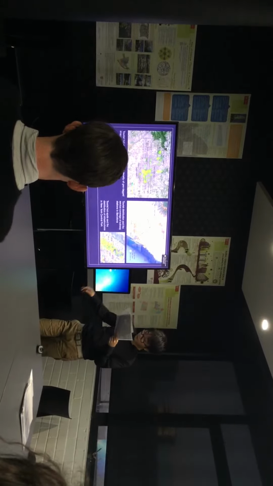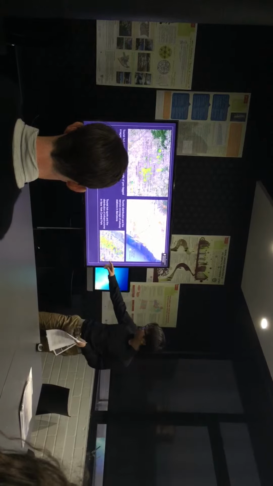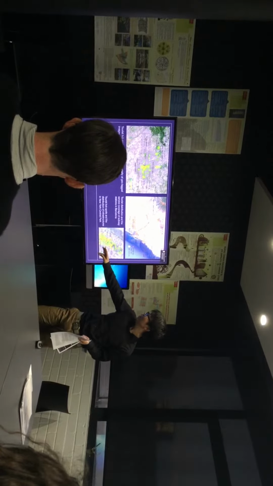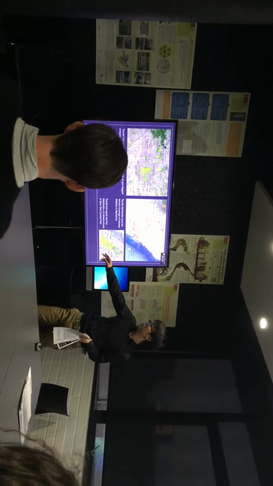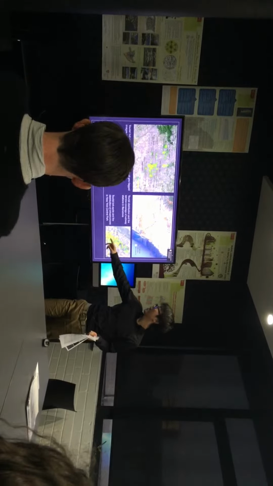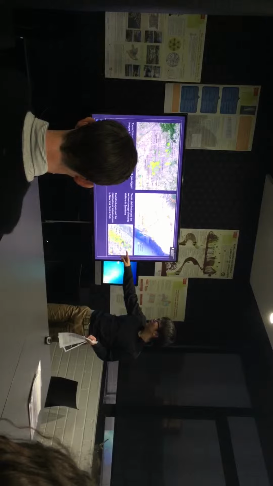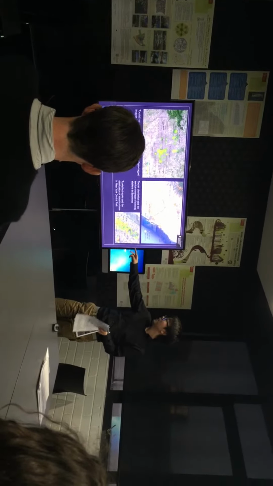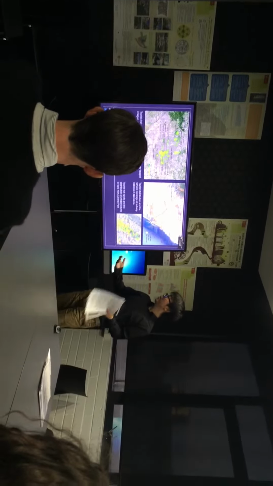And this one is New York Central Park. From the map, we can identify that the southern part of the park is mainly for tourist purposes because the density of geotech images is very high. And the northern part is mainly for local recreation purposes.